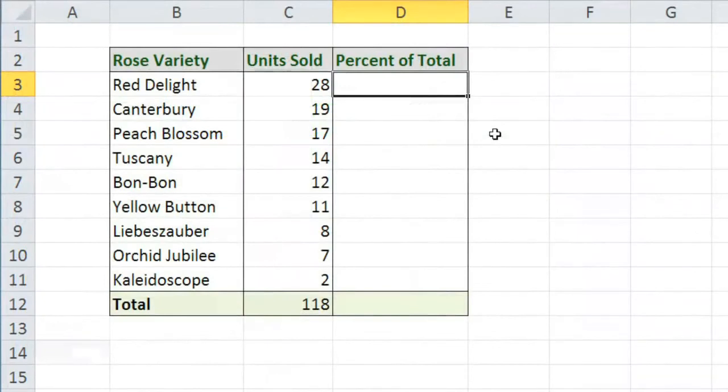Now there are other times where you don't want the cell reference to change. In this example, we have different varieties of roses, and we want to find the percent of the total sold for each type. So for Red Delight, we know that we sold 28 units, but what percentage of the total is that? We can find the percentage by dividing. I'll type the equals sign, then C3 divided by C12.